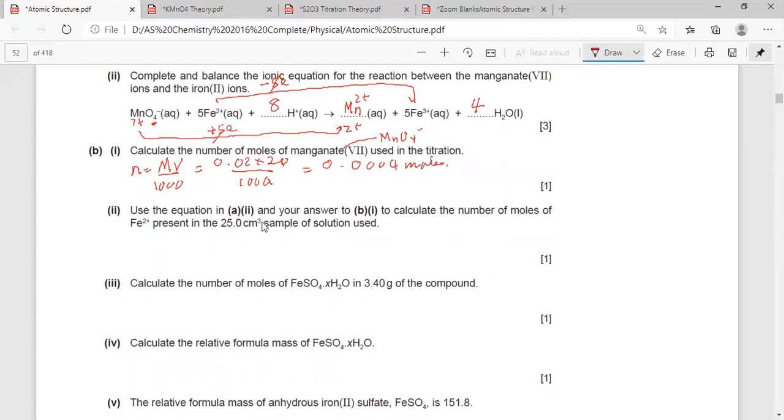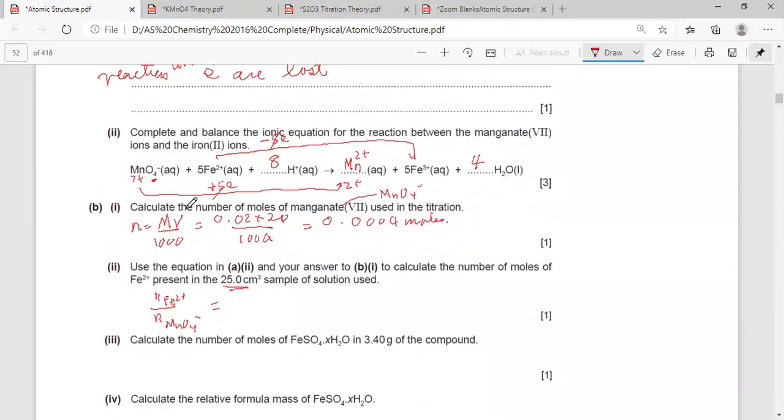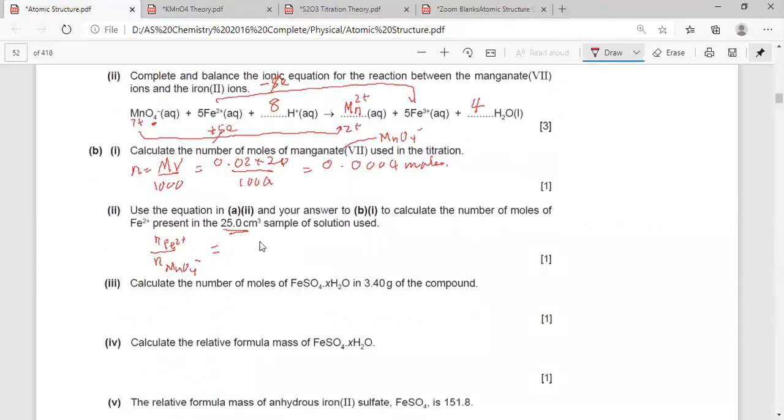Okay, from this equation, we can work out the number of moles of Fe2 plus present in 25 cm3, because the original was 250, isn't it? So of course you use the ratio of the number of moles. The number of moles of Fe2 plus over the number of moles of MnO4 minus, given here, is 5 over 1. So it's 5 over 1.